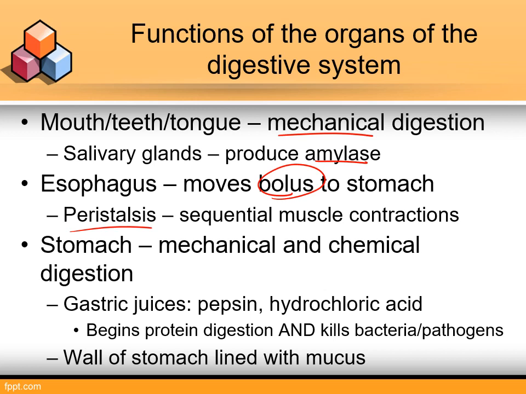The stomach is where we have some mechanical digestion, lots of churning and stirring of stuff. And then we're also going to start to chemically digest just our proteins. So pepsin is a protease. It's an enzyme that breaks down proteins. We have that hydrochloric acid that helps to make that pepsin work really well. It also helps to kill bacteria that might be in our food.